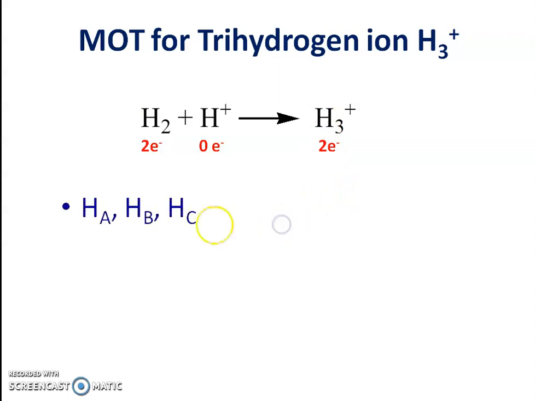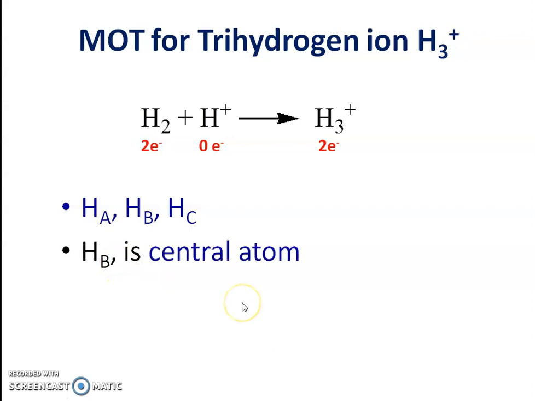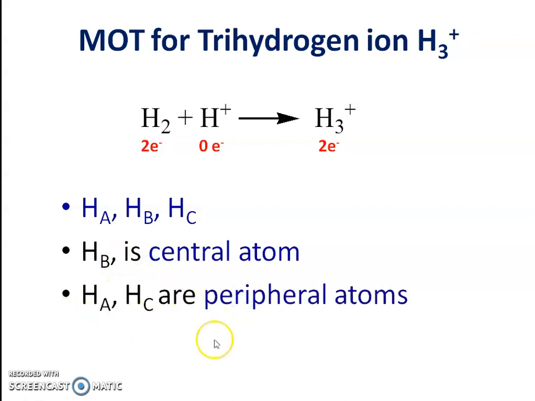So out of the 3 hydrogen atoms in H3 plus, these 3 hydrogens are first of all labeled as A, B, C. Suppose hydrogen B is the central atom, and hydrogen A and C are the peripheral atoms. So this is about the labeling of hydrogen atoms.